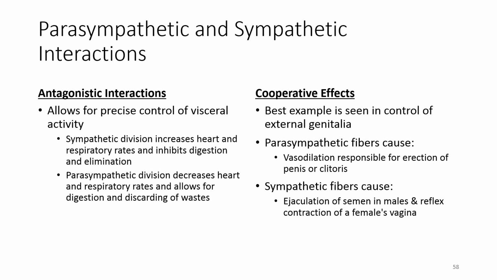And so the antagonistic interactions, again, allow for precise control of visceral activity, and you can see some examples there. And then cooperative effects, they talk about this in your book, can be seen in control of the external genitalia. So the parasympathetic fibers cause vasodilation, which is responsible for how men get an erection in the penis or how women get an erection in the clitoris. Learn something new every day, don't you? You didn't know that you could get a little bit of an erection too, even if you're a female.